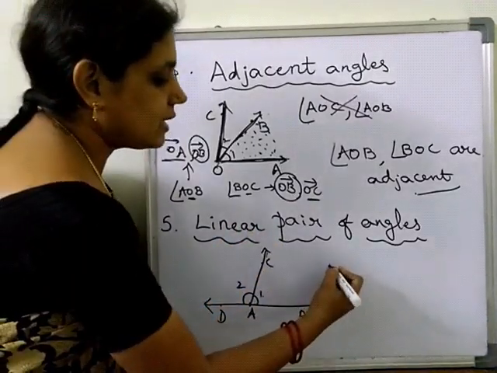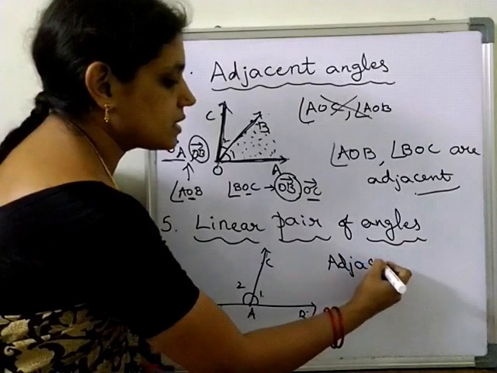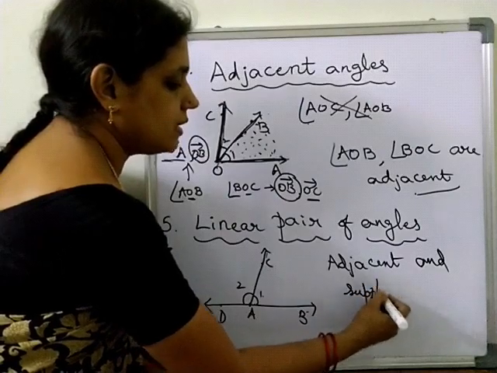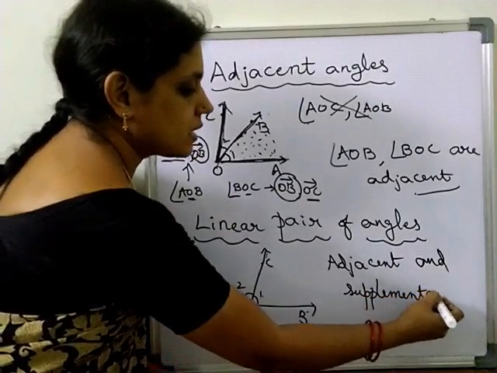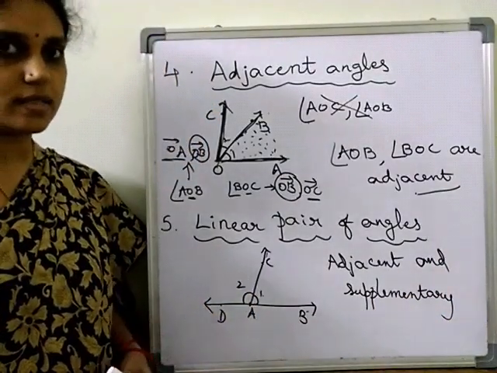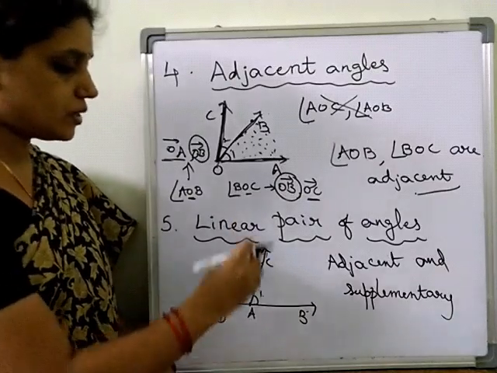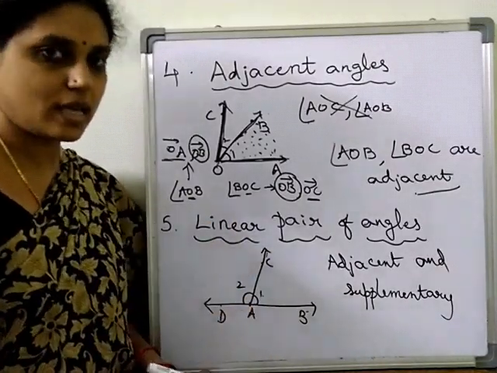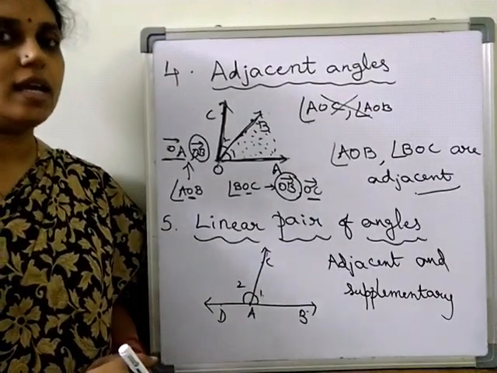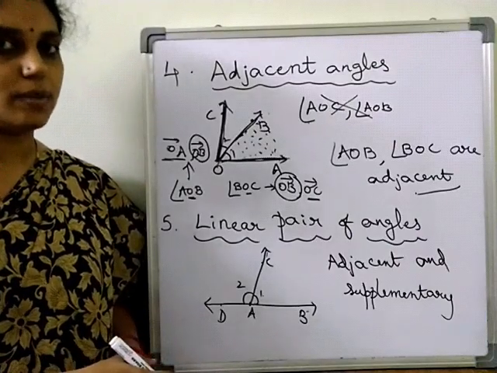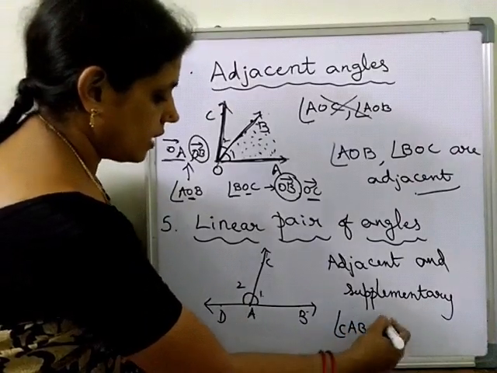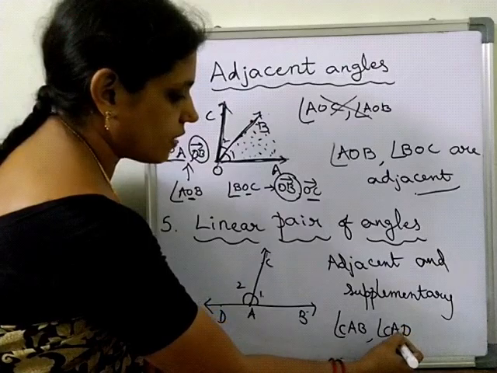So, adjacent and supplementary. The two angles which are adjacent and supplementary are called a linear pair of angles. That's it. Otherwise, the two adjacent angles which add up to 180 degrees are called a linear pair of angles. Here angle CAB and angle CAD form a linear pair.